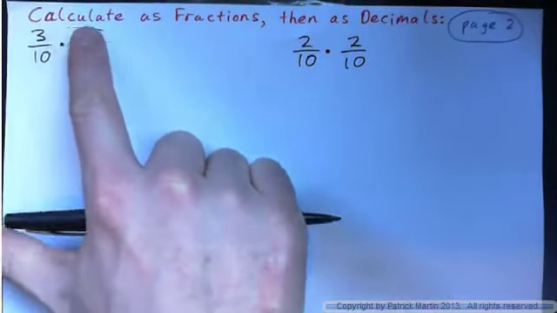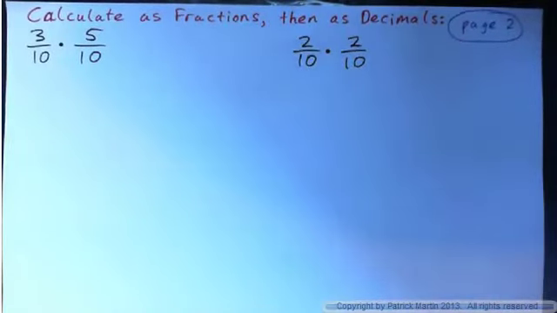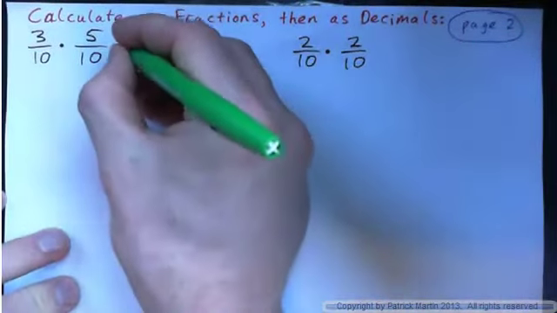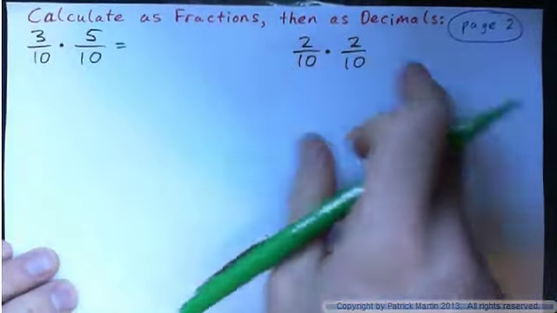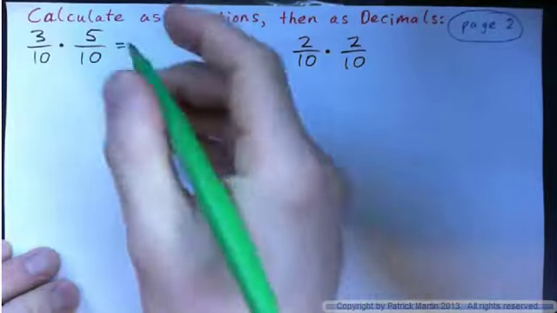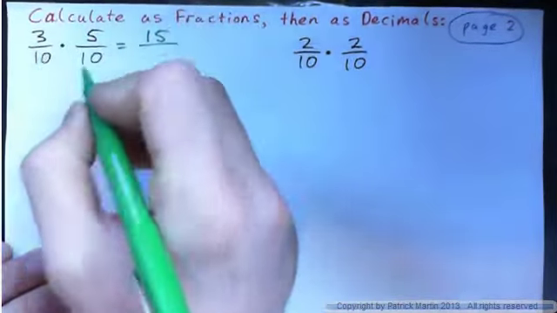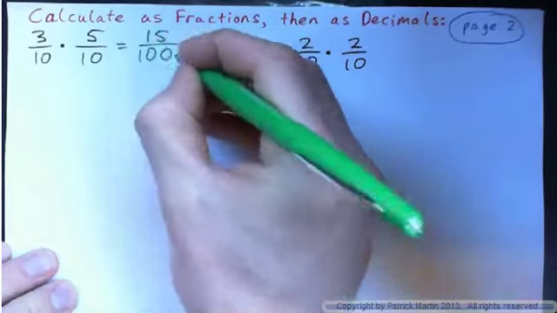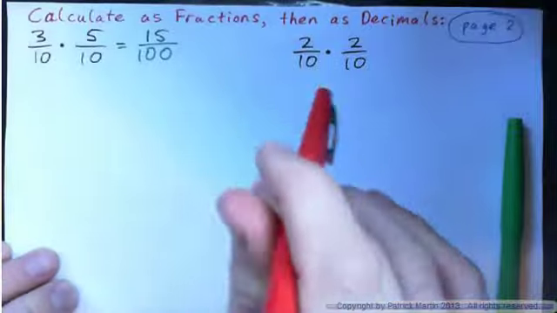We're going to do two things. We're going to calculate as fractions and then as decimals. What do I mean by that? I'll show you. First, I just want you to multiply these as fractions. And you'll have these in your homework too, and please do it in the same way. 3 times 5 is 15. 10 times 10 is 100. Oh, you might say we could have cross-cancelled 5 and 10, but I'm not going to.